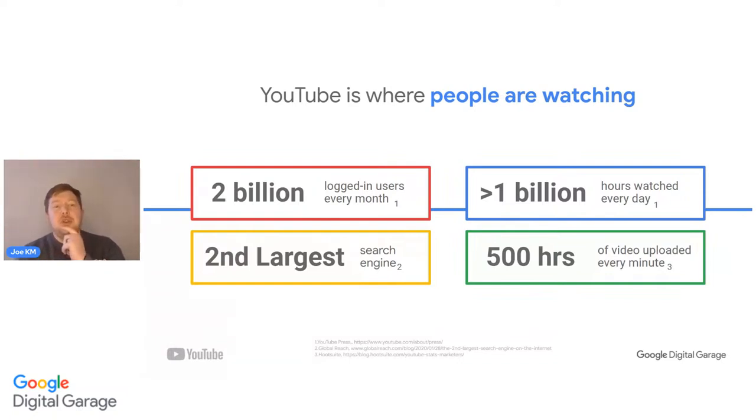When you're looking at this, 2 billion logged in users every month. Every single month, we've got 2 billion users. Over 1 billion hours watched every day across the YouTube platform. It's the second largest search engine there is. And over 500 hours of videos uploaded every minute, which technically makes it impossible to ever watch the whole of YouTube. So the reason we put these stats in front of you is for you to start thinking about, well, actually, why are these stats relevant?